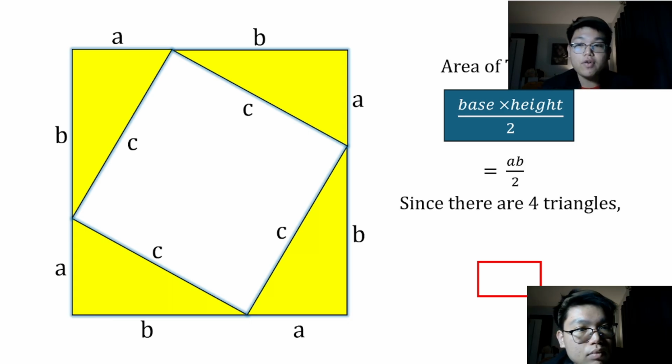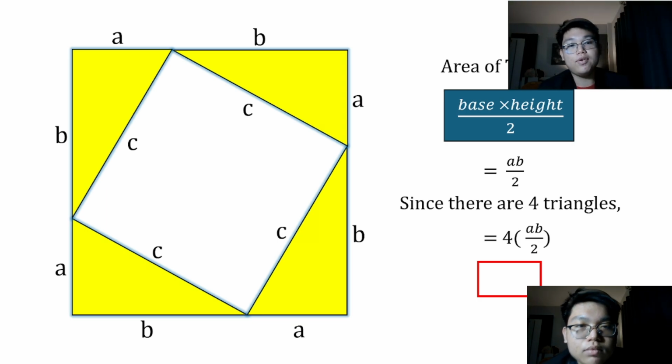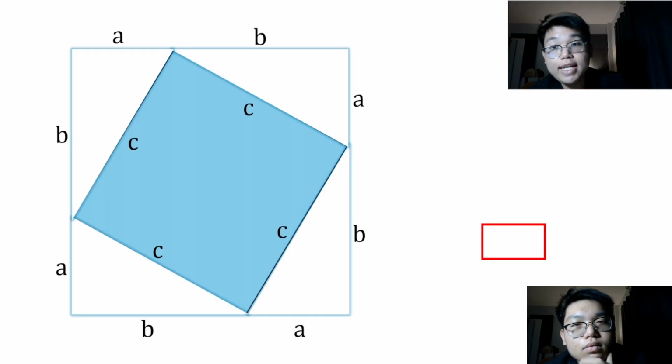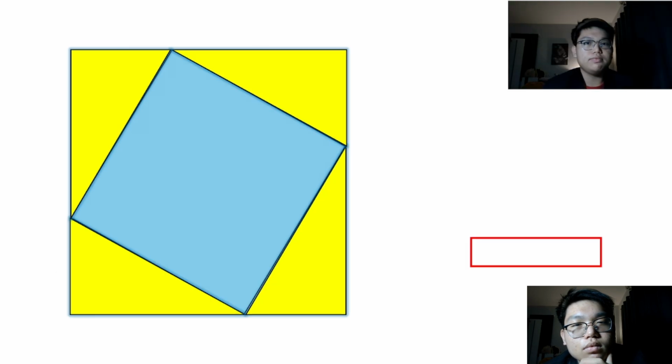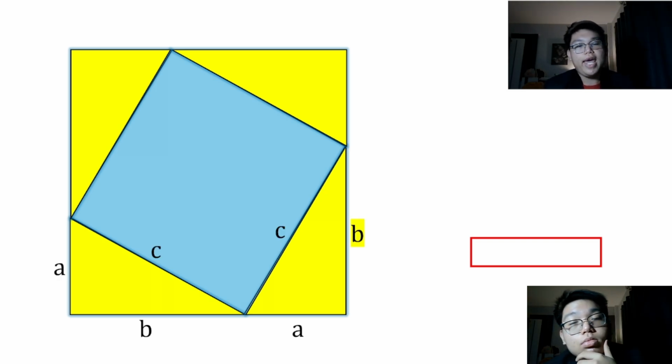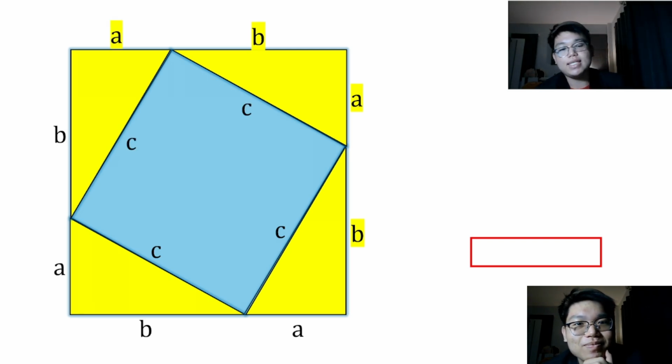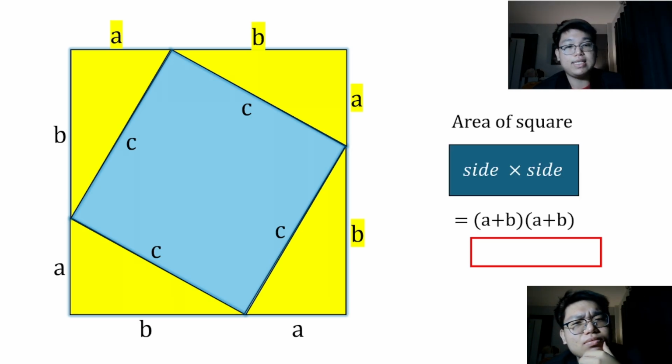Since there are 4 of these identical triangles, you get 4 times that, so 4AB over 2. And within these triangles, you have a big square. The area of a square is side times side, so you get C squared. Nothing hard. And then for this part, it is an entire figure. It is also another square, the triangles and the square inside. So it's a big square with side A plus B. The area is A plus B times A plus B, and you get A squared plus 2AB plus B squared.